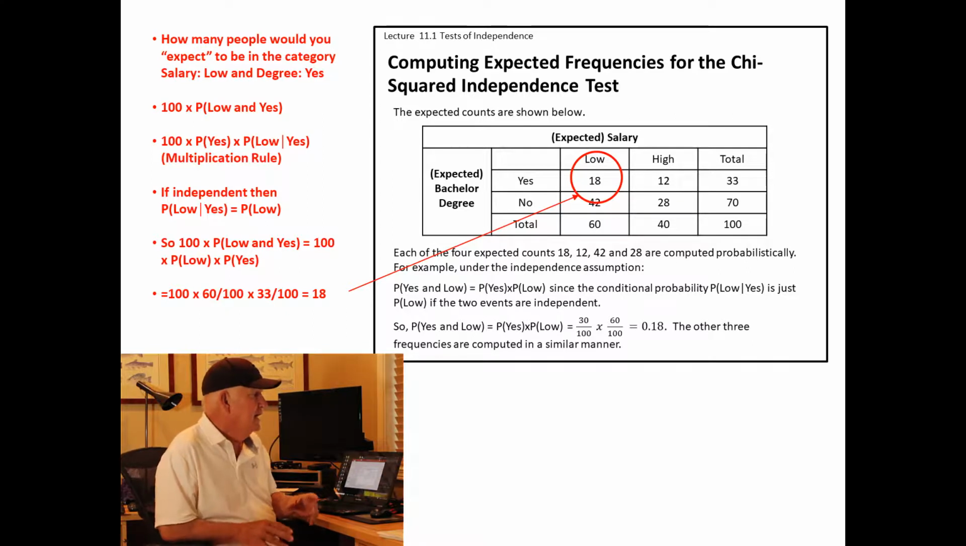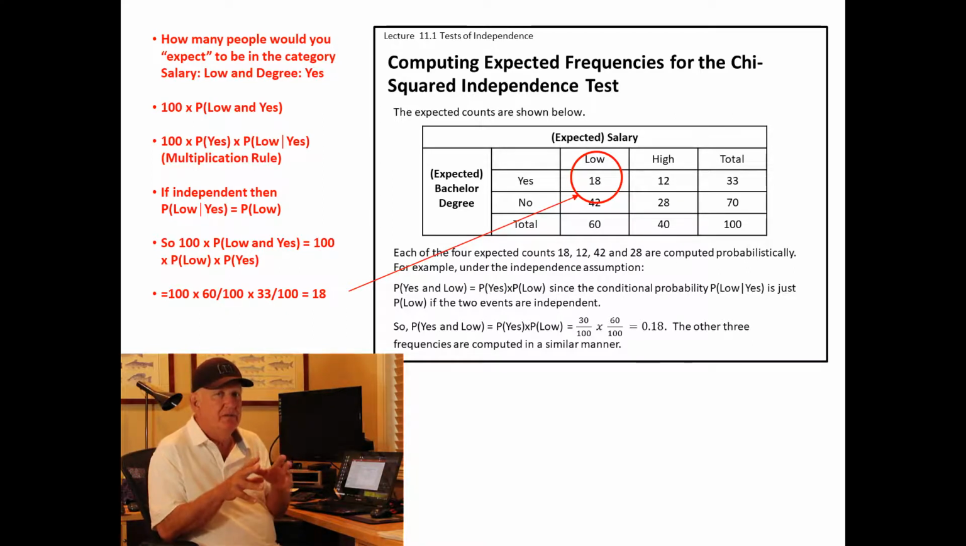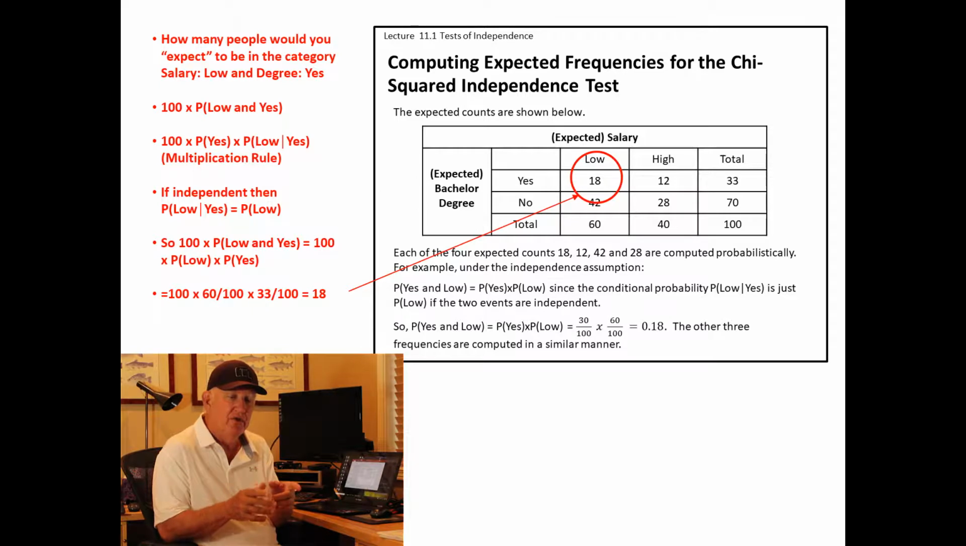All right? Again, I want you to see where that's coming from. I want you to see that it actually involves the multiplication rule and the definition of independence within that multiplication rule. But in fact, the way you're going to do these problems is you're going to enter the observed data into the computer. The computer is going to calculate this second matrix, this expected matrix, if you will, and it's going to then do the test for you.